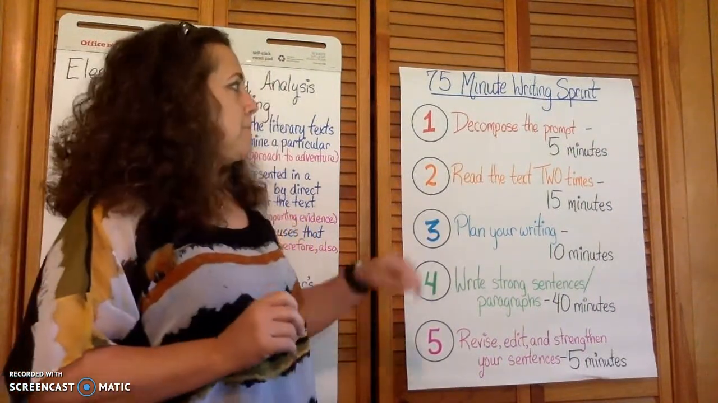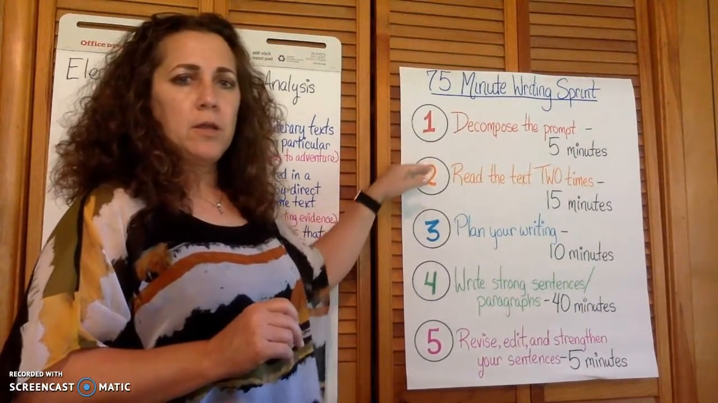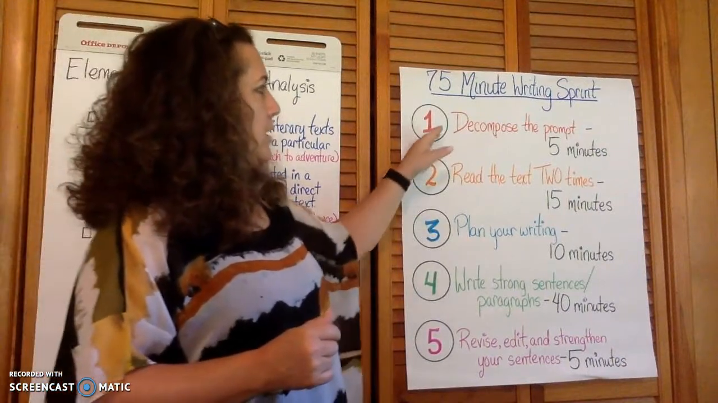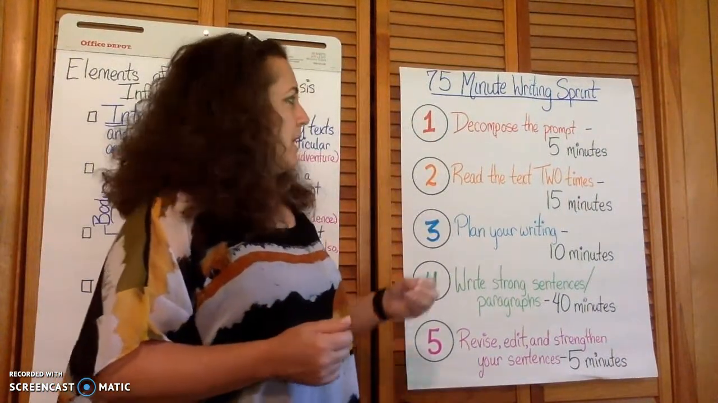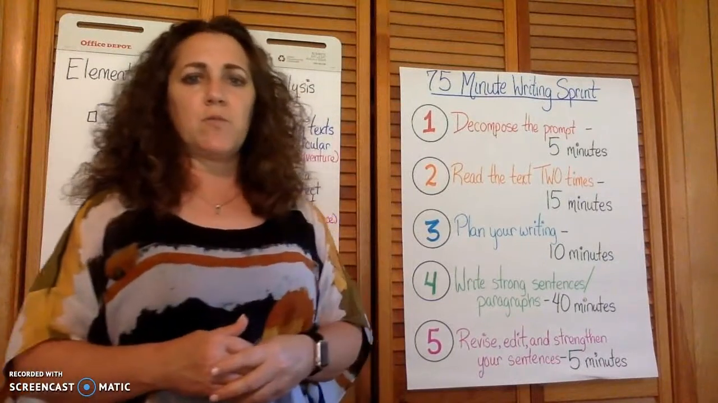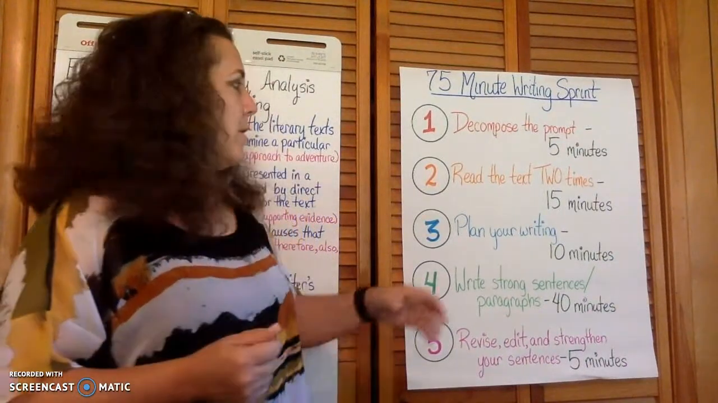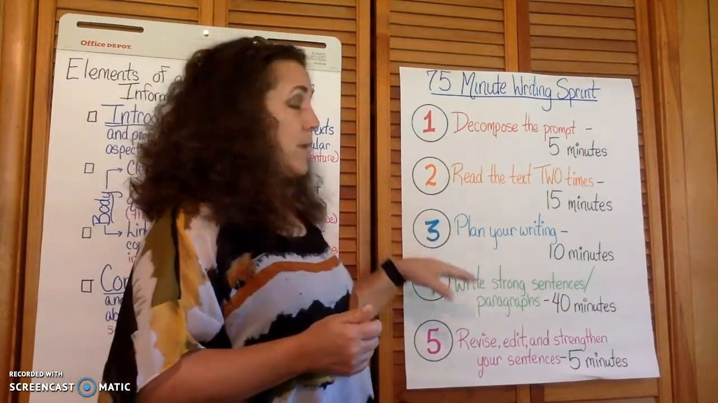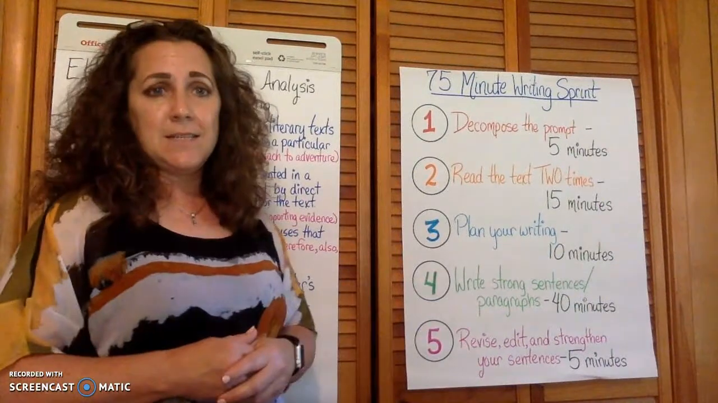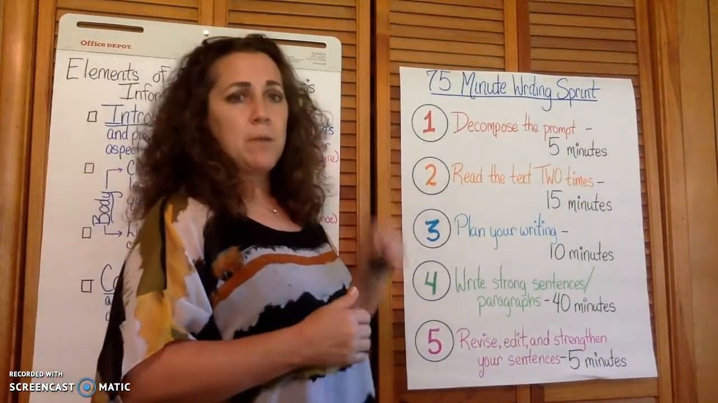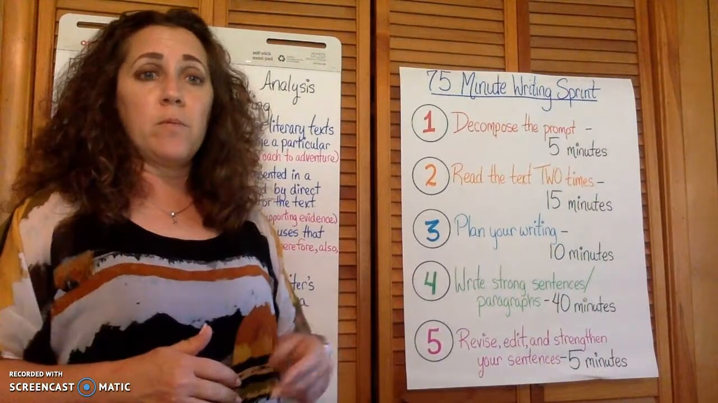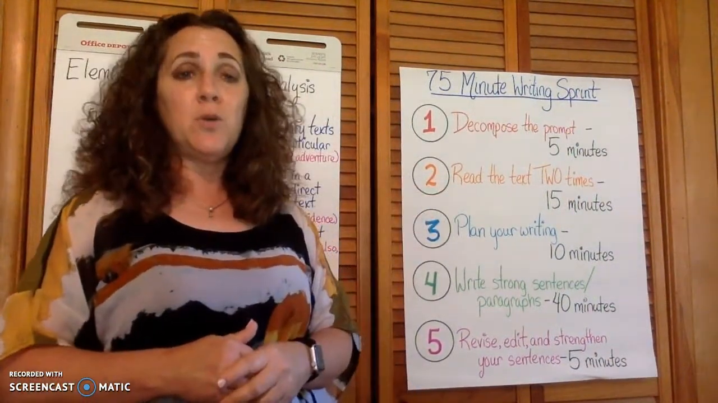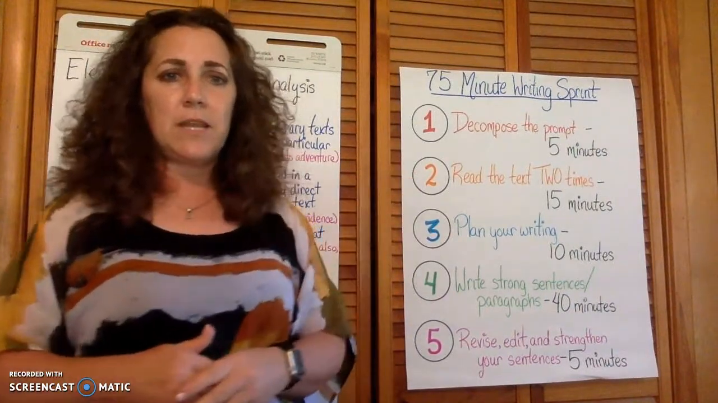Let me just say, if you run over on your minutes within each of the steps, don't worry about that. We're just working on learning how to manage our time. If it takes me more than 15 minutes to read my 2 texts, then I know that I'm probably going to have less time to work on planning my writing or working on my sentences. If I'm decomposing my prompt and it only takes me 4 minutes instead of 5, then I have an extra minute and I can jump right into step 2, and that gives me a little more time for the next step.